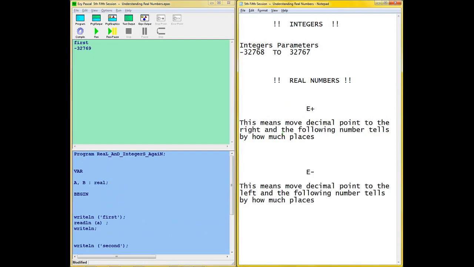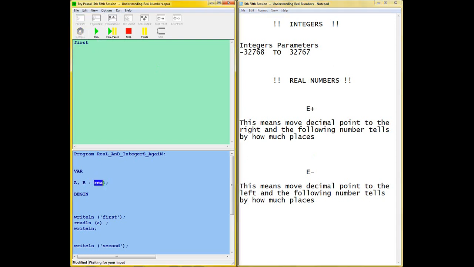Now, when you use real numbers, you see E, and you see a positive or negative sign after the E. The positive sign just means to move the decimal point to the right, and the following number tells by how many places, and the negative just does the opposite. This says to move the decimal point to the left, and the following number tells by how many places. Now I will show you an example of that.